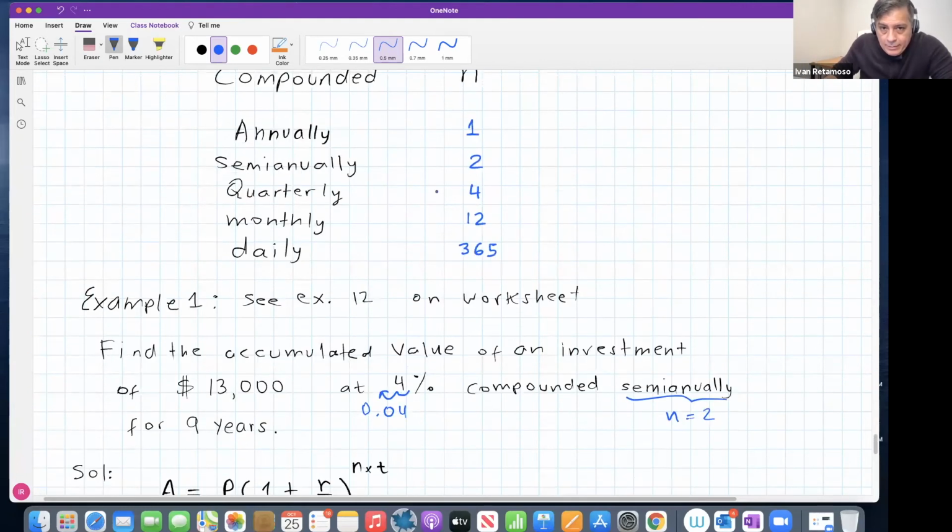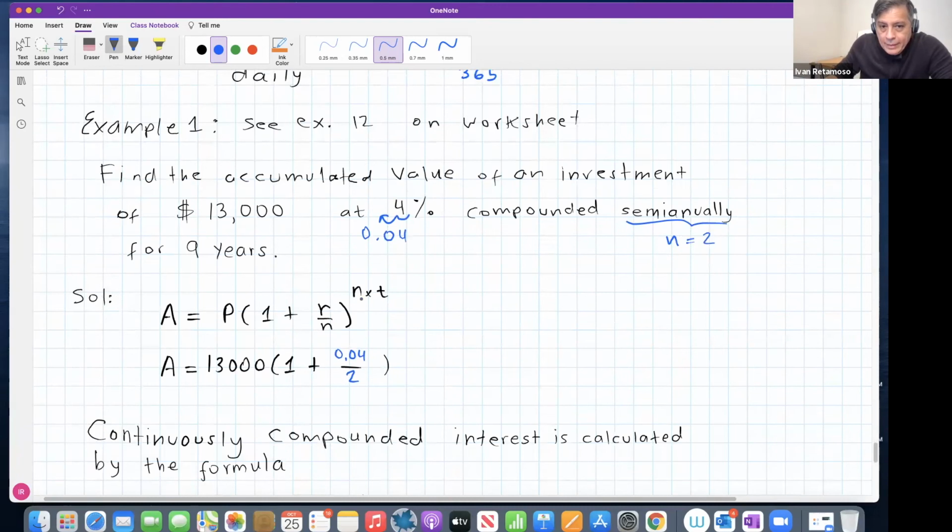From our table, you can see. Now, N again, 2, times T. T is the number of years, 9 years, right? Okay, so we have everything. We just need to do the computation, right? Let's do the computation and let's figure it out. So what is this approximately equal to?